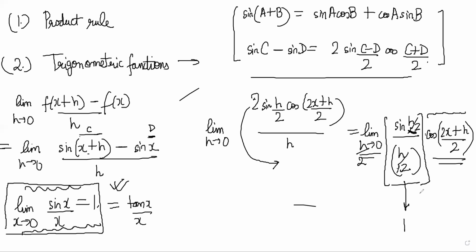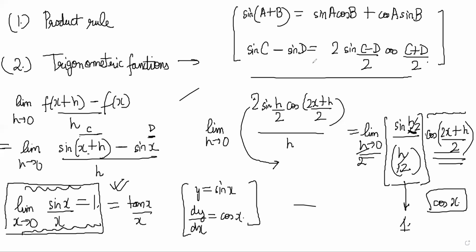We'll prove it just now after this. If this is true, then this becomes 1 and this becomes cos of 2x by 2, so cos of x, right? Yes, sir. That is your answer for the derivative. That is the correct answer. So the derivative of sine of x is cos of x. dy by dx is equal to cos x.